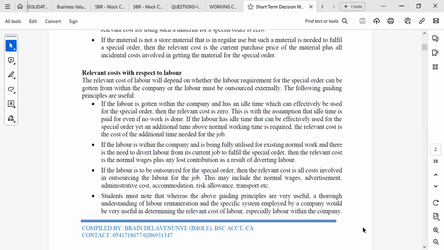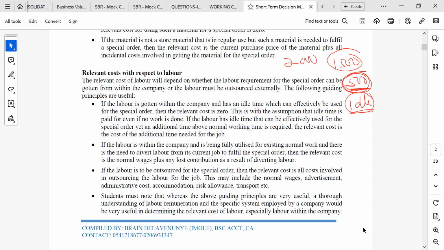If the labor is gotten within the company and has an idle time, which can effectively be used for the special order, then the relevant cost is what? Is 0. Okay. Now we are expected to work for 2,000 hours. But we are working for only 1,500 hours. It means there is a spare capacity of 500. This spare capacity, the company is paying them for idle time. So it means that this 500, though they are not working, they are already paying them for it.